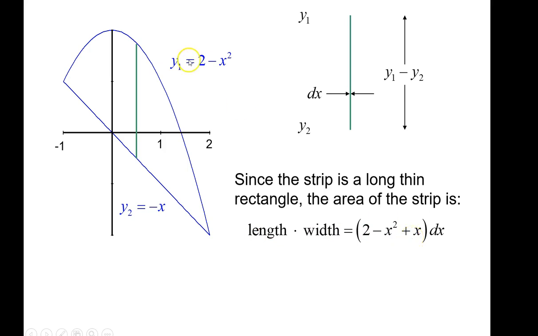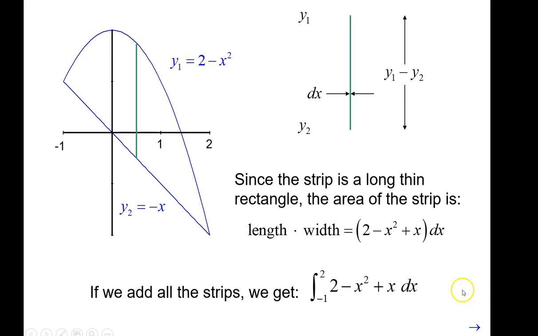Remember where that came from. That was 2 minus x squared minus negative x, which turned into 2 minus x squared plus x, times the width, which is dx. Well, how many rectangles fill up this space? There's an infinite number of rectangles, and so that's where the calculus comes in.